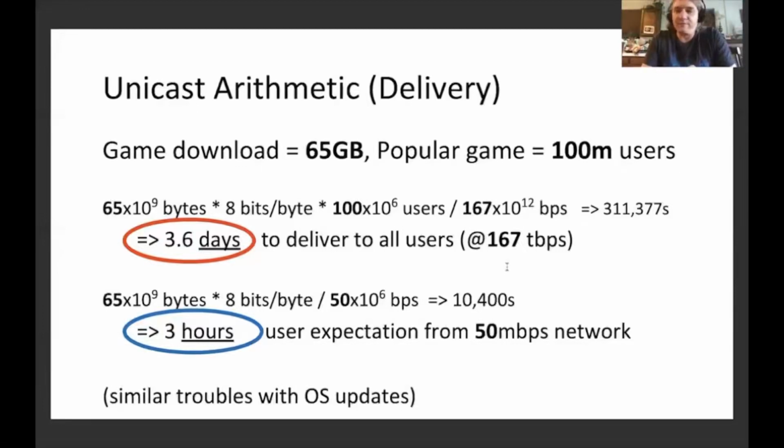And this is a big mismatch, an order of magnitude at least over what a user would expect, because if they're looking at a 50 megabit network that they're paying for and they're thinking it's a 65 gig download, then they're looking for a 3-hour download, right? So this is the mismatch between supply and demand that we're trying to address with our multicast capabilities.